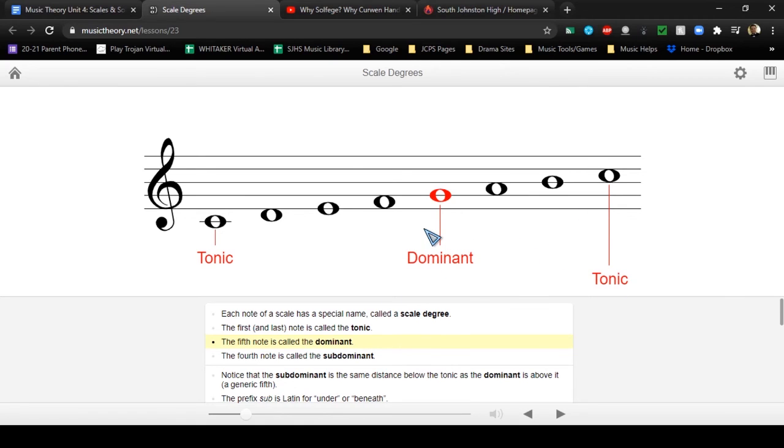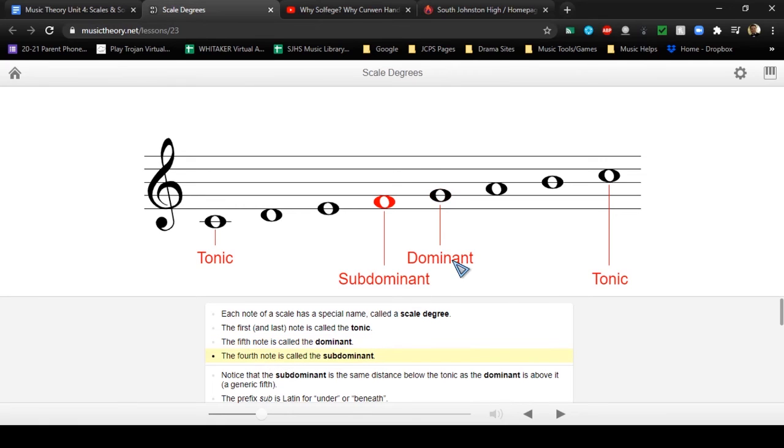Now, that's a label for it. Don't try to confuse your brain, because your brain is going to think, oh, it's a dominant, so that means by definition it is primary. No, that's not generally the case. Just think of this right now as a label for the fifth scale degree as the dominant. The fifth scale degree, the fifth note, is the dominant of the scale.